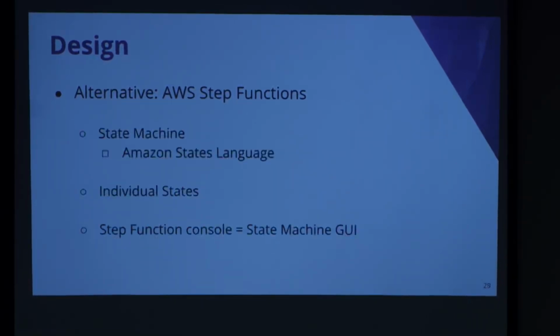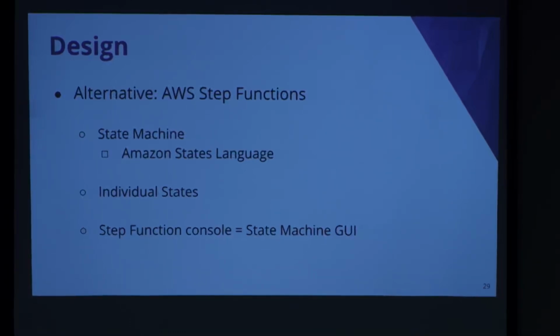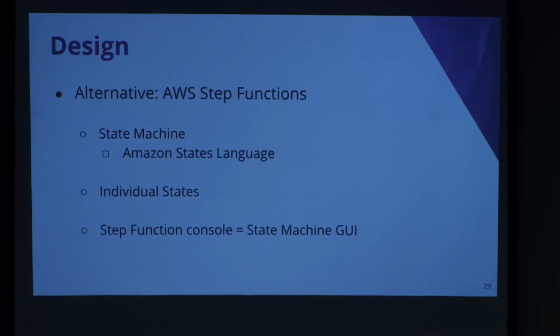AWS Step Functions defines a state machine, which is a workflow using the Amazon States Language. This is a JSON-based language that you will use to define what the steps are, how it works, and how it all should be displayed together. Each step of this workflow is an individual state, and you also have access to the Step Functions console, which works like a state machine GUI. So you will see what your workflow looks like, and on each execution, which steps were taken, what the input and output of each step is, and if it failed.